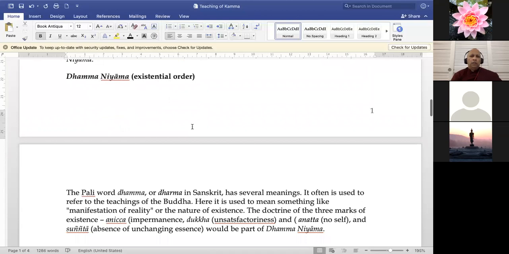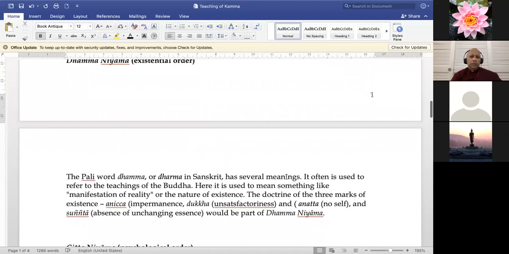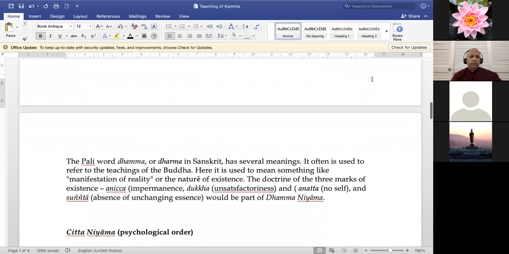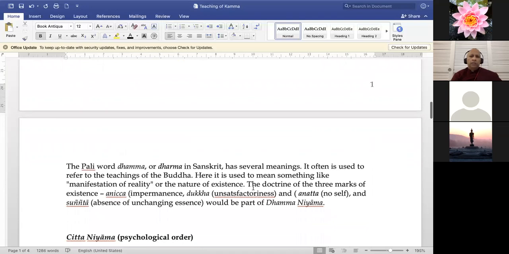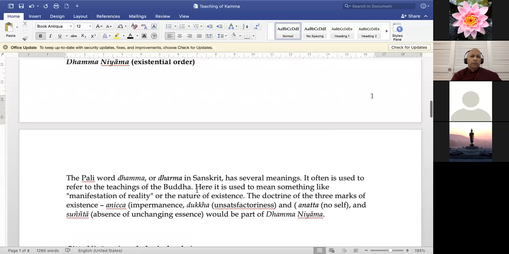Now here, the Pali word Dhamma, or Dharma in Sanskrit, has several meanings. It's often used to refer to the teaching of the Buddha. Here it is used to mean something like manifestation of reality, or the nature of existence. The doctrine of the three marks of existence: anicca, impermanence; dukkha, unsatisfactoriness; and anatta, no self; and sunyata, absence of unchanging essence, would be part of the Dhamma Niyama.